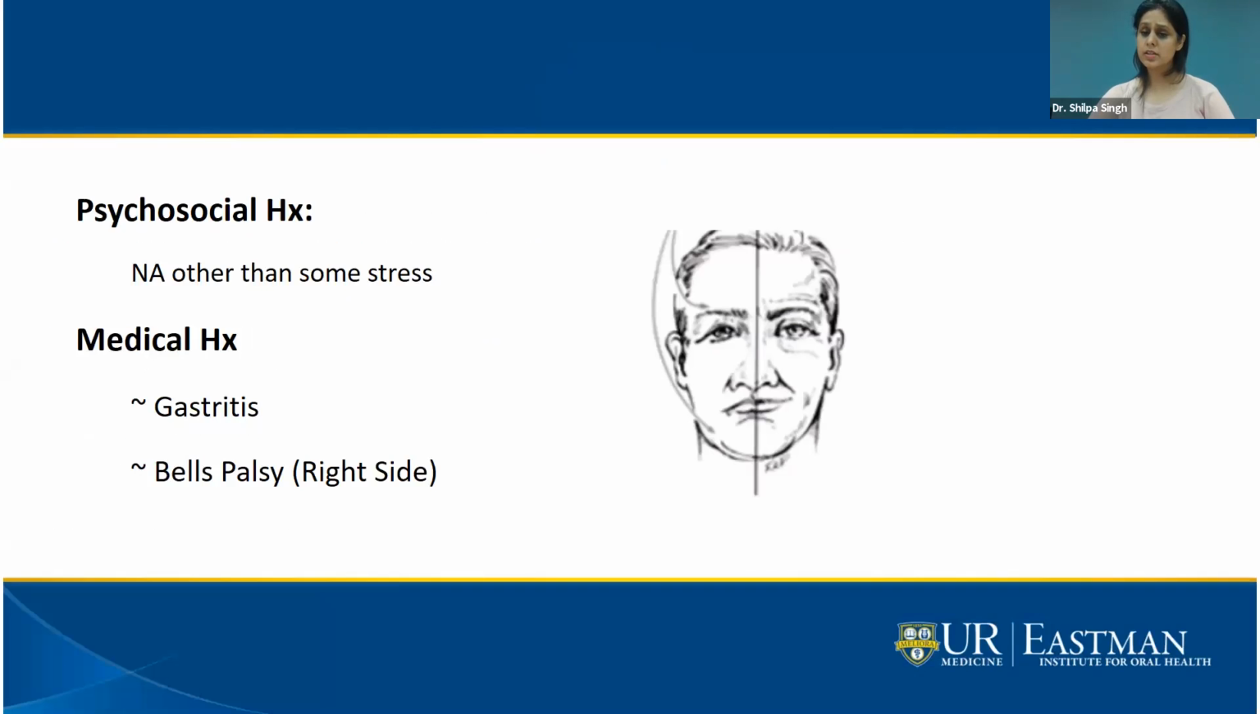When it came to medical history, she said nothing, really nothing, but then she suddenly said, oh yeah, I have gastritis. She said, well, probably 8-9 months back, I had Bell's palsy on my right side. I was treated with prednisone and I was okay. And after 6 months, just when I was okay, suddenly I had this occurrence of pain in my anterior teeth.